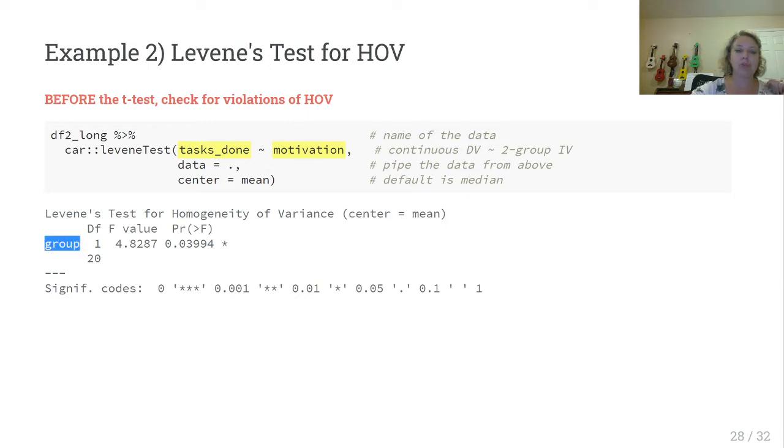Okay, so our groups, the degrees of freedom are 1 and 20. Whatever. There's our F value. It's 4.8. So what? Let's look at our P value. A common way to write P value in R is Pr, and then in parentheses, greater than F. So this is the probability we would get something bigger than this F value. Now, here's our P value for Levene's test. Notice it gets a little star.